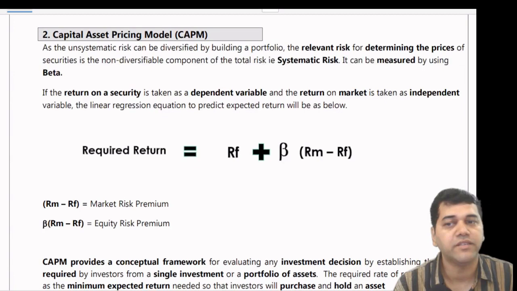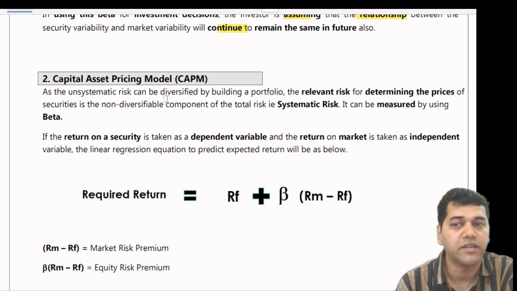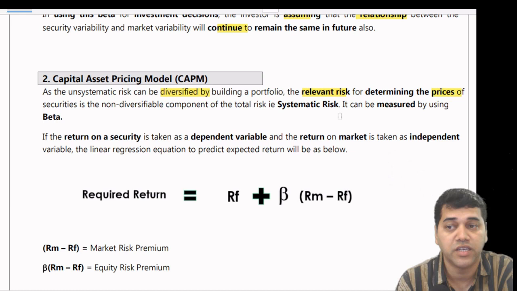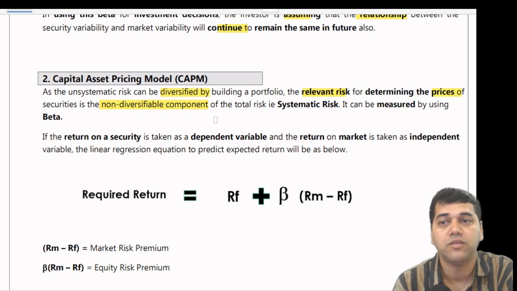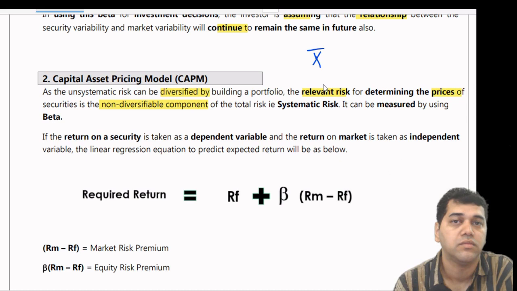Then we discussed the capital asset pricing model. We discussed it theoretically. Unsystematic risk can be diversified. So the relevant risk to decide the price of the share is the non-diversible component. That is your expectation. See what happened. Markowitz, modern portfolio theory, told only X bar. That is your expectation. But in CAPM, we don't just go with the X bar.